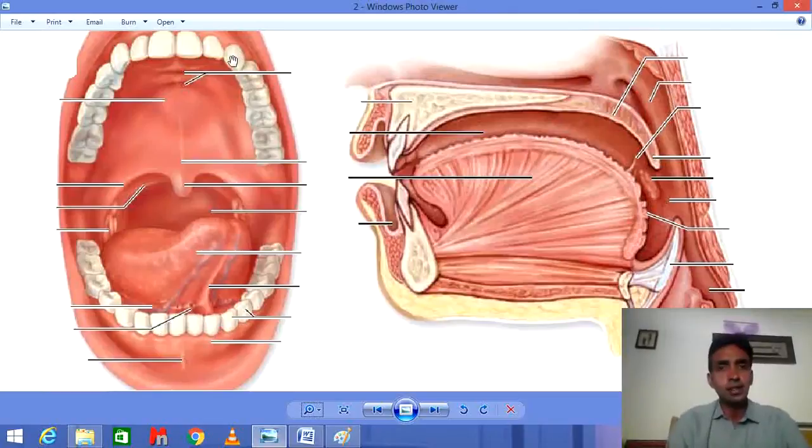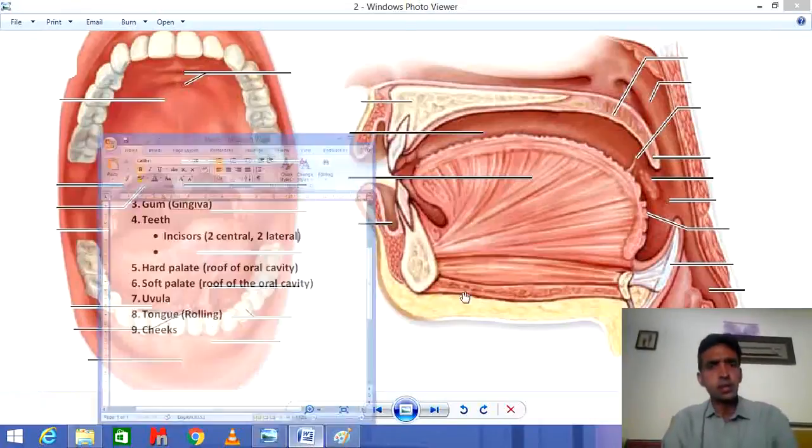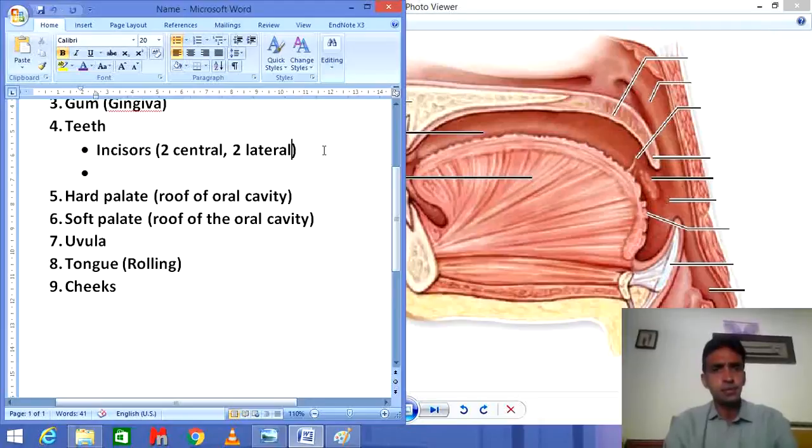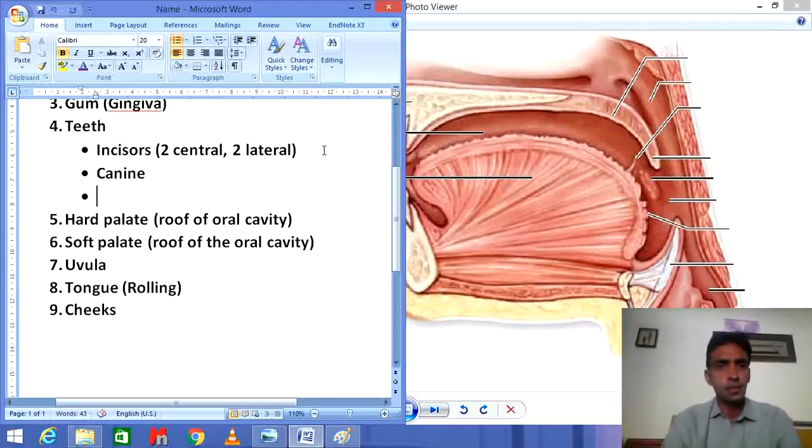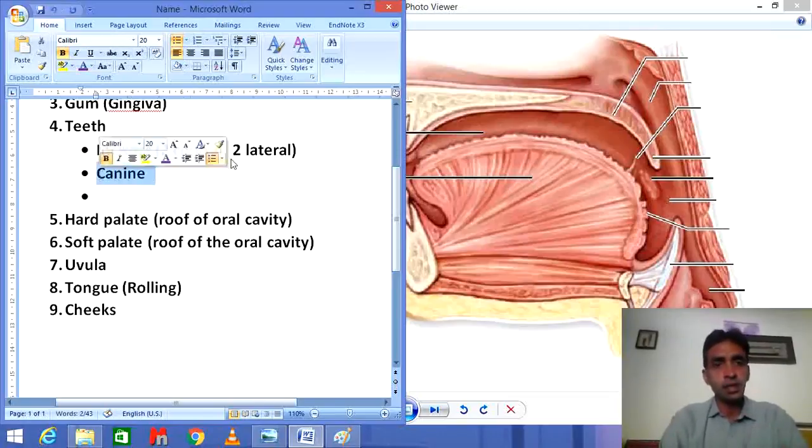After the incisors, this tooth and this tooth are called canines. That represents the teeth just like in animals.